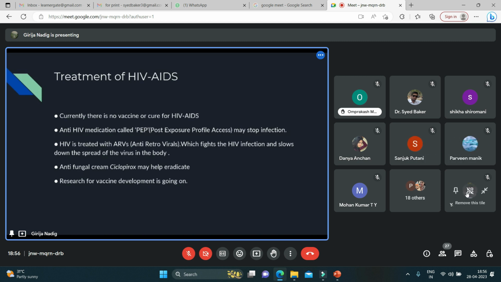Antifungal cream, cephaloporax, may help to eradicate HIV. According to some limited studies, mineral or vitamin supplements may provide some benefits. Research for vaccine development is underway.